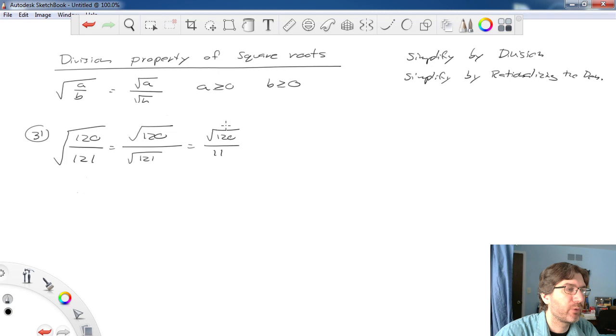And now we got to break up the 120 here. You're going to sit there and think about factors that are perfect squares. I don't know any off the top of my head right now. So I'm going to sit here and just start dividing it by things that might be perfect squares.